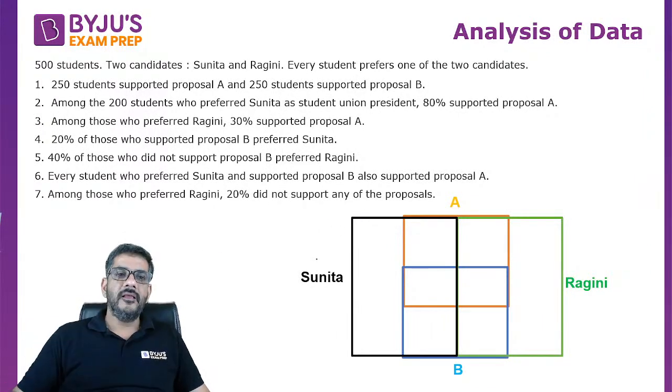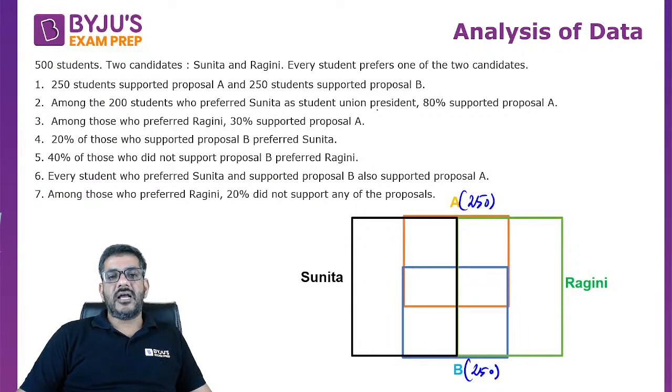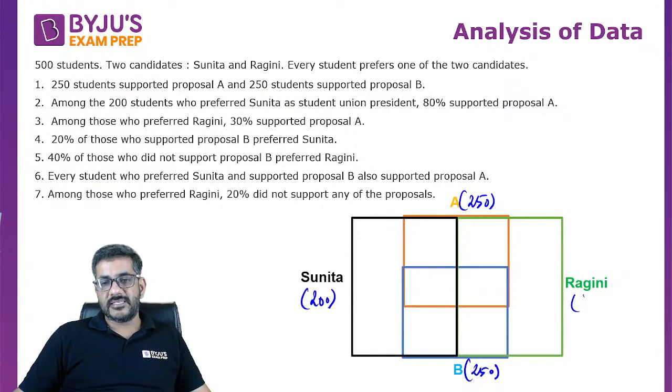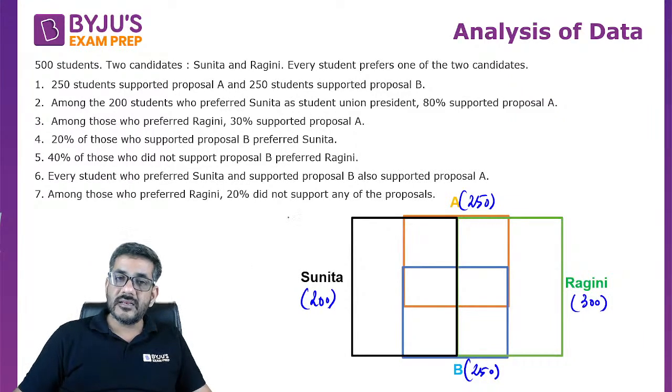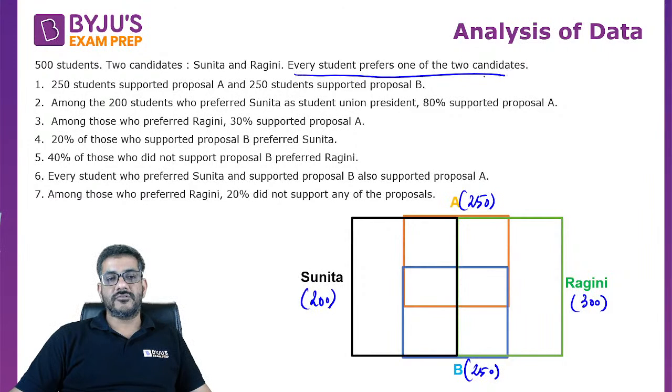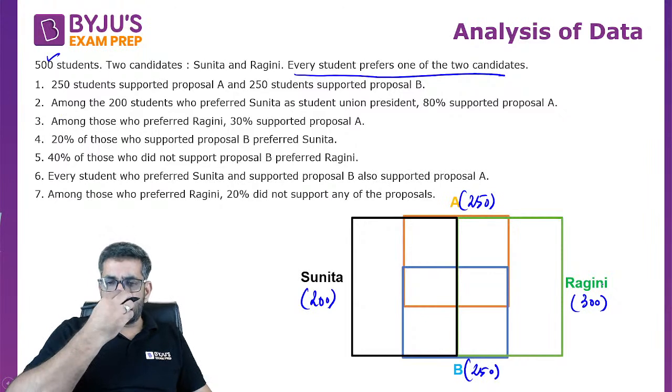Let's start doing it. 500 people are there, 2 students Sunita and Ragini. Every student prefers one of the two candidates. 250 students supported proposal A. So proposal A is supported by 250 people. 250 students supported proposal B. So 250 students supported proposal B. Among the 200 students who preferred Sunita as union president, so 200 people are supporting Sunita as president. So can I say 300 would be supporting Ragini as president? The reason, every student prefers one of the two. 500 students, 200 are supporting Sunita, so remaining 300 would be supporting Ragini.